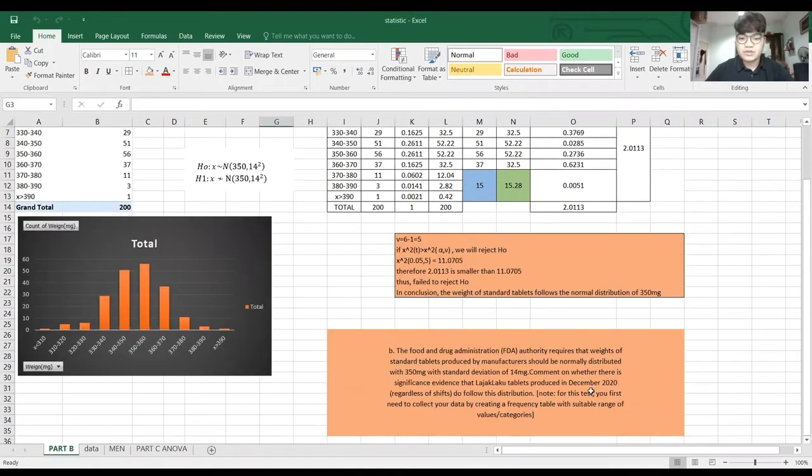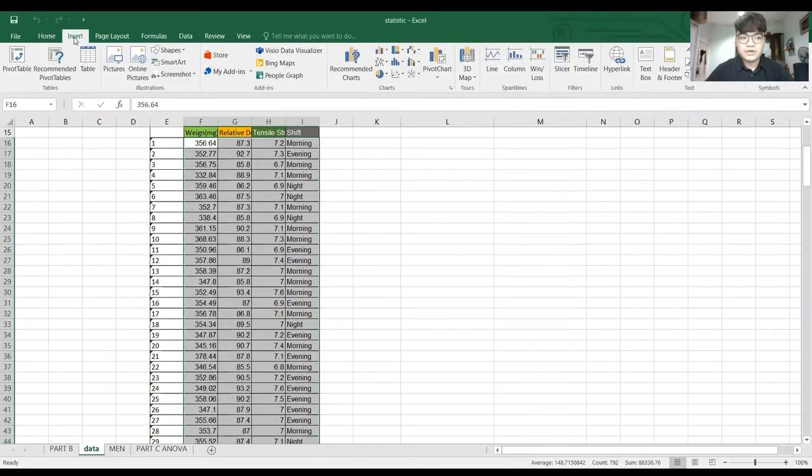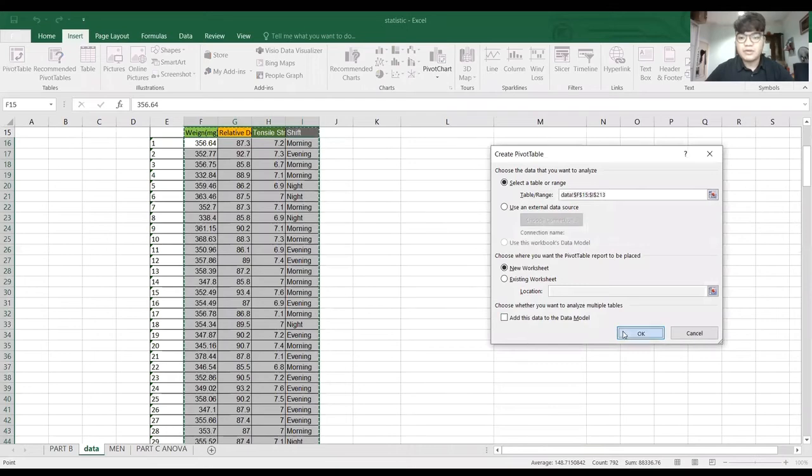Basically, this is the question given to us. And the first step is to select all the data. And we're going to click Insert, click Pivot Table, and click OK.